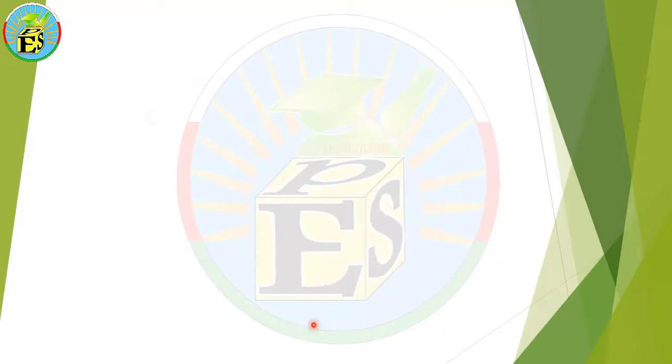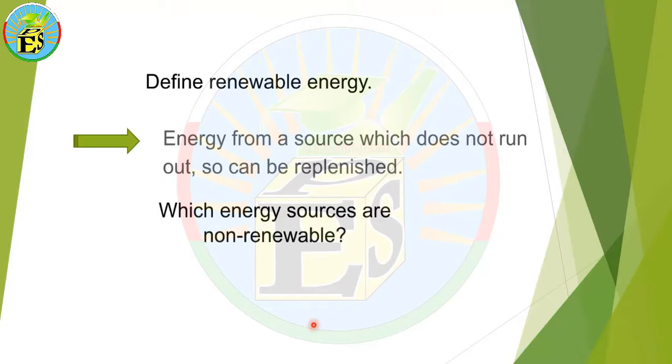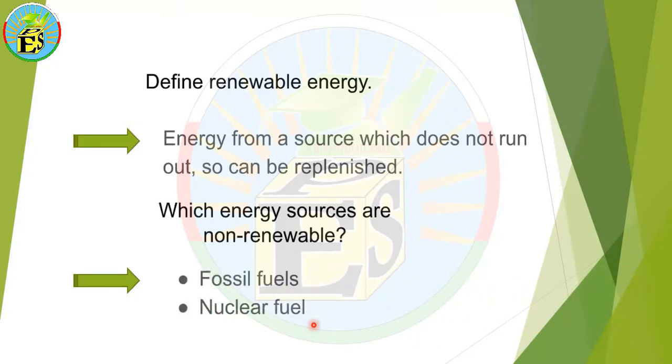Next: define renewable energy. Renewable energy is the energy form or source which doesn't run out, so it can be replenished. Which energy sources are non-renewable? Yes, fossil fuels and nuclear fuels are all non-renewable energy.